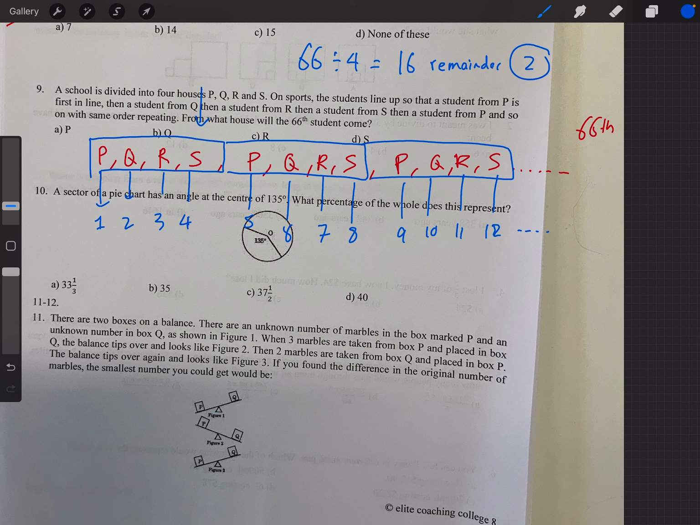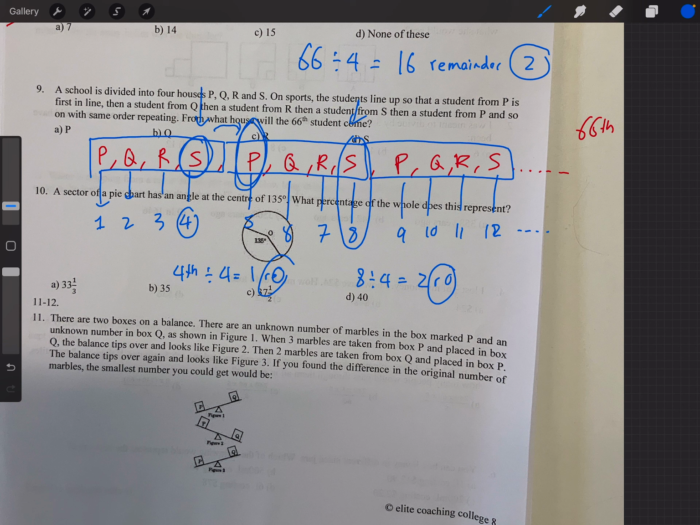For example, this is the 4th position. You divide 4 by 4, you get 1 remainder 0. So if it has a remainder 0, it'll be S. And you can see the same thing for the eighth position. 8 divided by 4, you get 2 remainder 0, which is also S. Every time we have a remainder 0, we get S. Every time we have a remainder 1, we get P, the next one after that. If we have a remainder 2, we get Q. So we have a remainder 2 here, so the answer is Q.